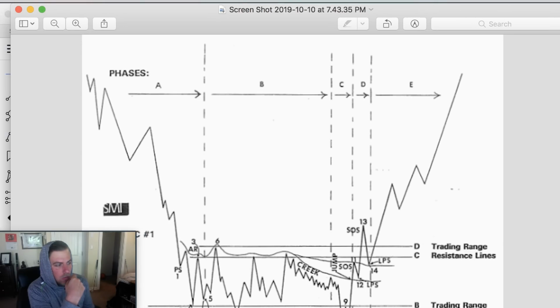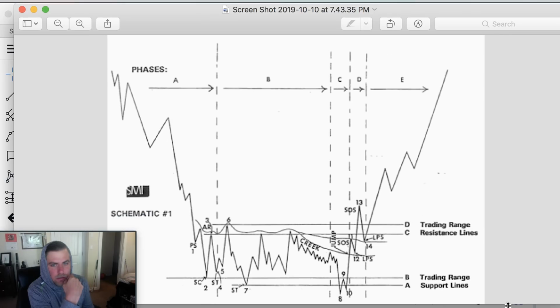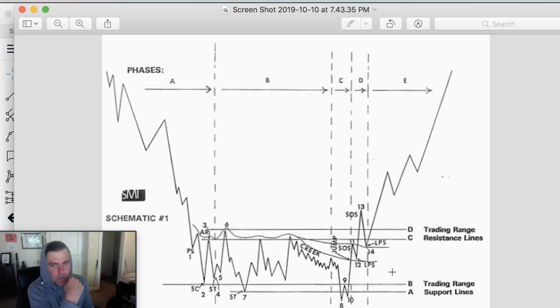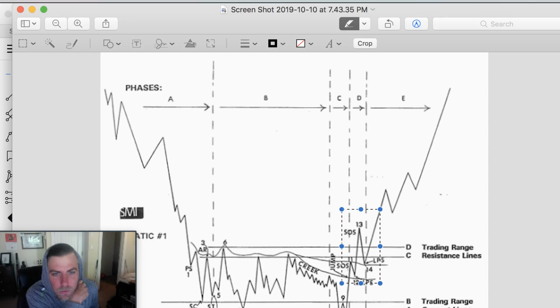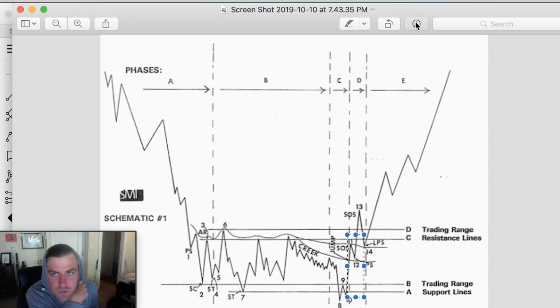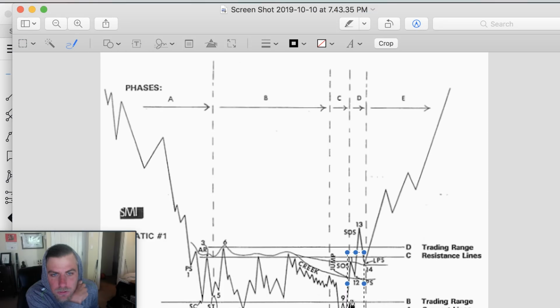So here we are looking at the Wyckoff accumulation schematic number 1, and have been following it throughout here. In last episode, we were looking for point number 14, the very last point of support. And what I had mentioned was how I would draw a trend line in.